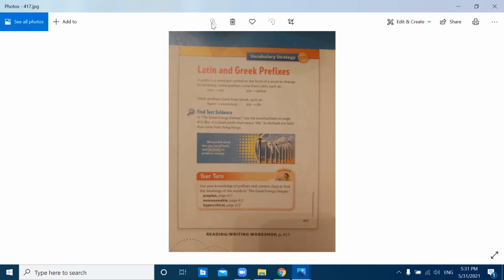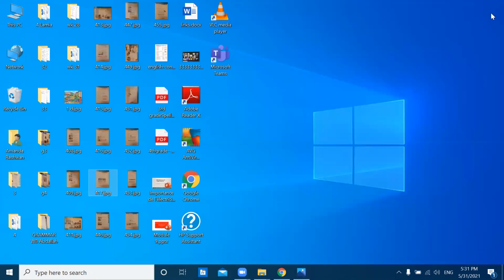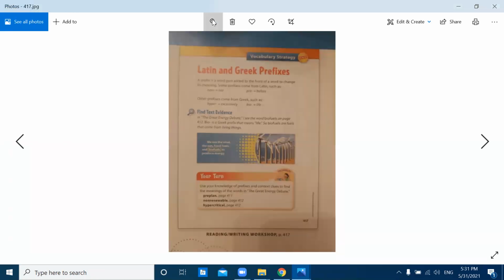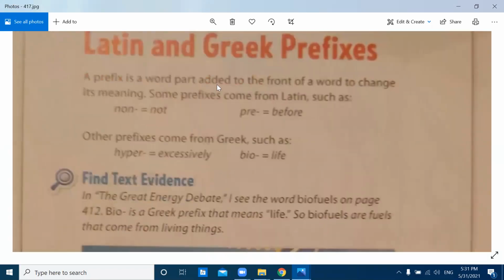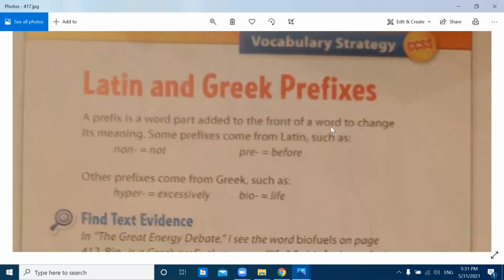Page 417 now. We talked about Latin and Greek prefixes. Now, what about Latin? This is not opening. Let me close that and try again. Okay, here we go. So Latin and Greek prefixes. Remember we talked about Latin and Greek roots, when we had root words that came from the Latin language and the Greek language. Okay, these are two languages. Latin is no longer spoken on the planet. No one in the world speaks the language of Latin. No country. It's not spoken anywhere. And Greek is spoken in Greece.